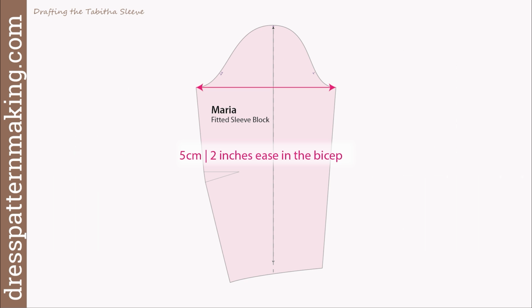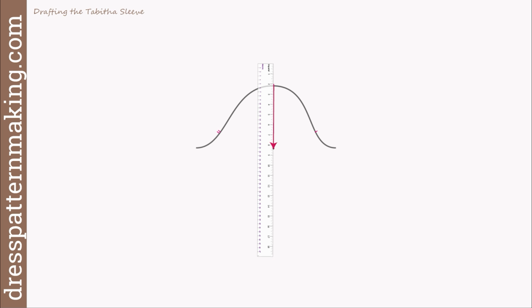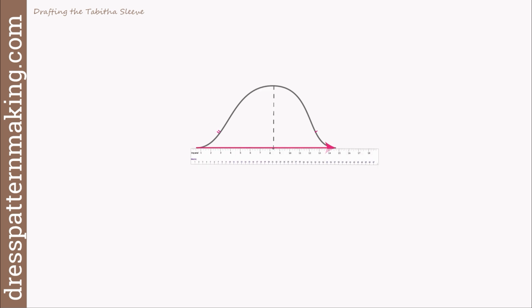I will use my fitted sleeve block and trace just the sleeve head curve and mark the back notches, the front notches and the shoulder point. I'll also use an awl to punch a little hole through at the bicep line and use a pencil to make a mark there. This will help me draw the shoulder line. When I remove my sleeve block, I will draw in that shoulder line as well as the bicep line and mark the notches on the inside of the pattern, that is the back and the front notches on the inside.